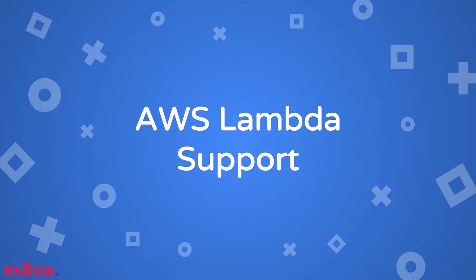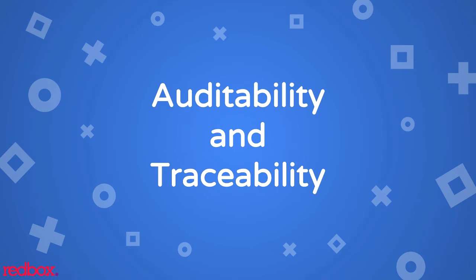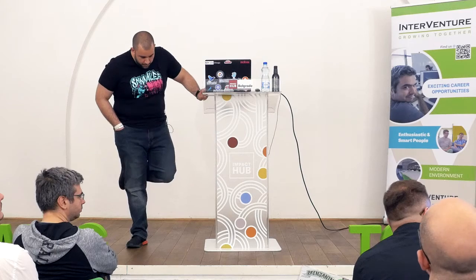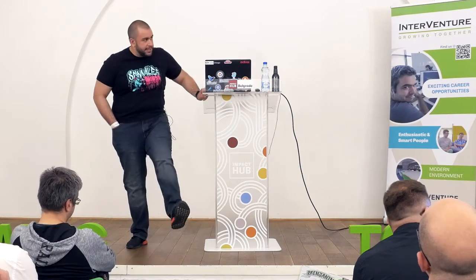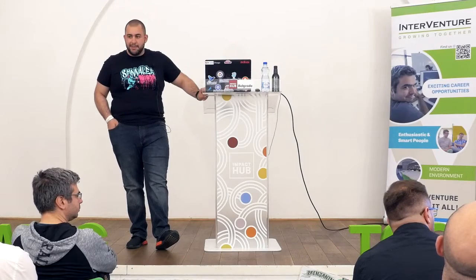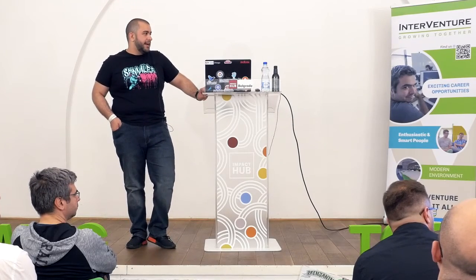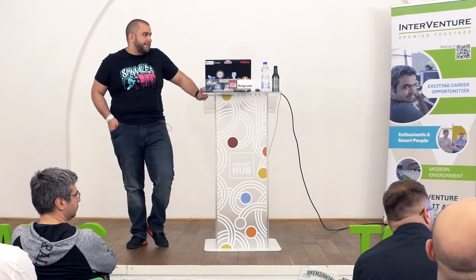Forma also has Lambda support. It has support for S3 buckets. And ultimately, it empowers auditability and traceability. So we've used Spinnaker to meet SOX and PCI level 1 compliance, which is arguably the biggest blocker when talking about automation, right? And we're able to maintain fast deployment speeds.